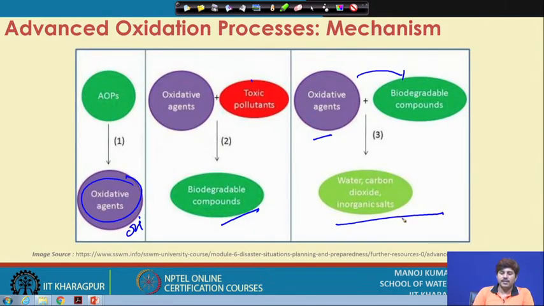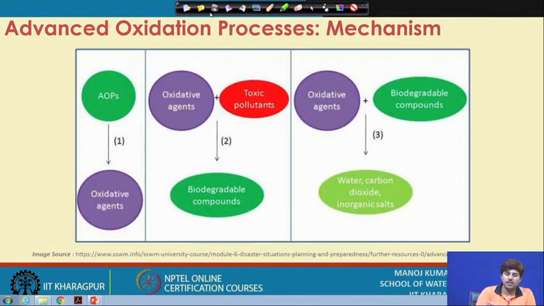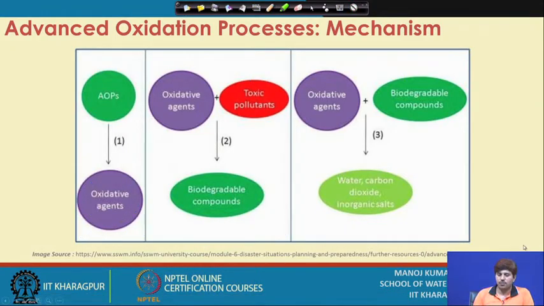So, when we are trying to use it for pre-treatment purposes, we end the process here only. So, this is for pre-treatment, but when we are willing to go for complete treatment, then we will have to take the process further up to this point. Okay. So, that is how the advanced oxidation processes work.